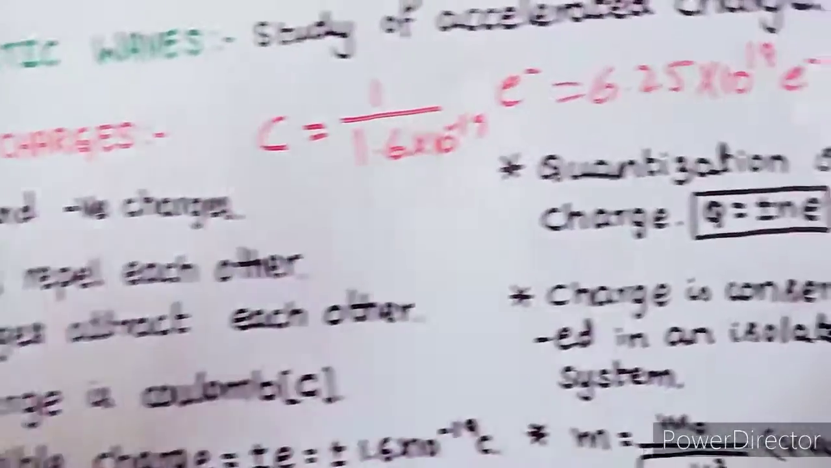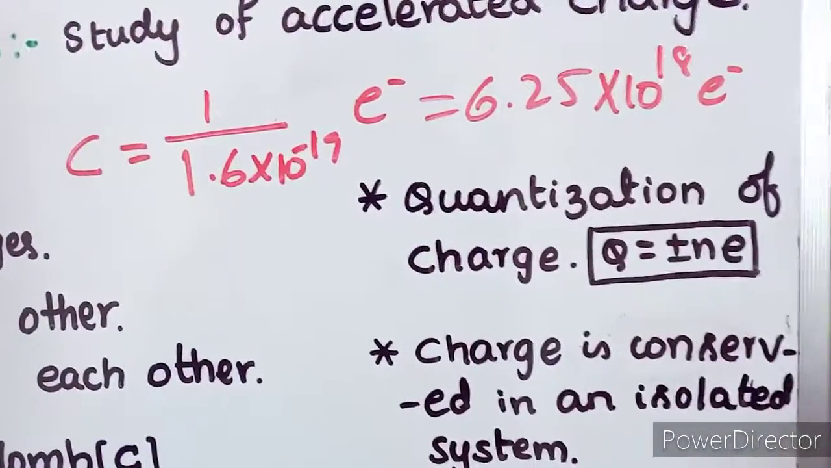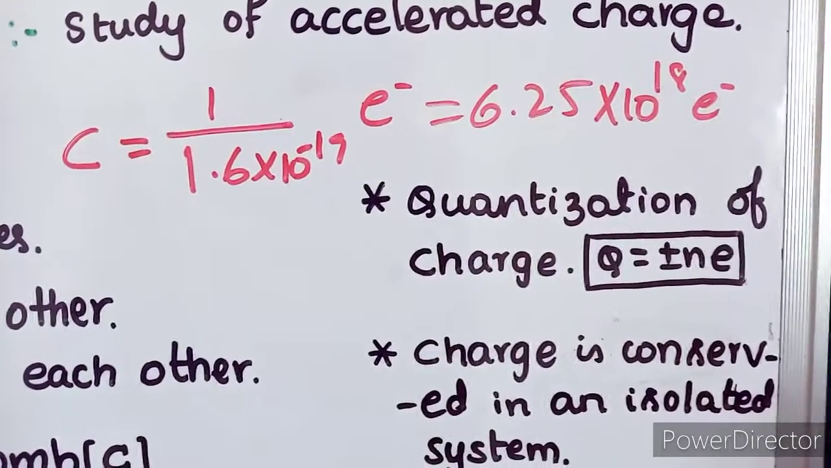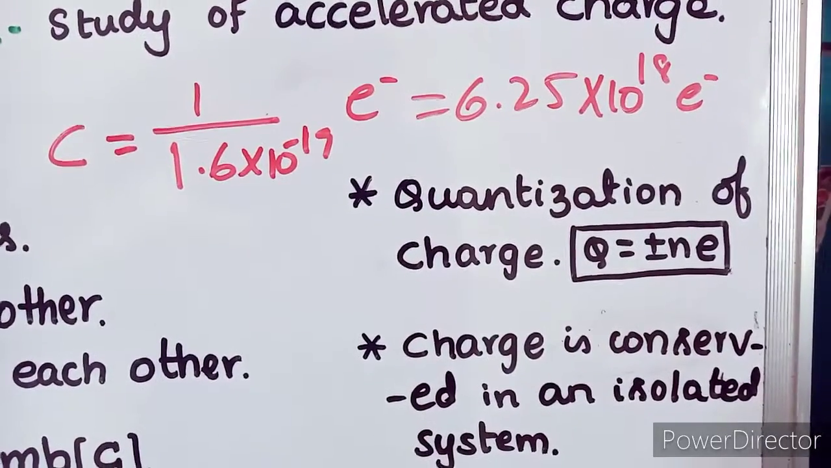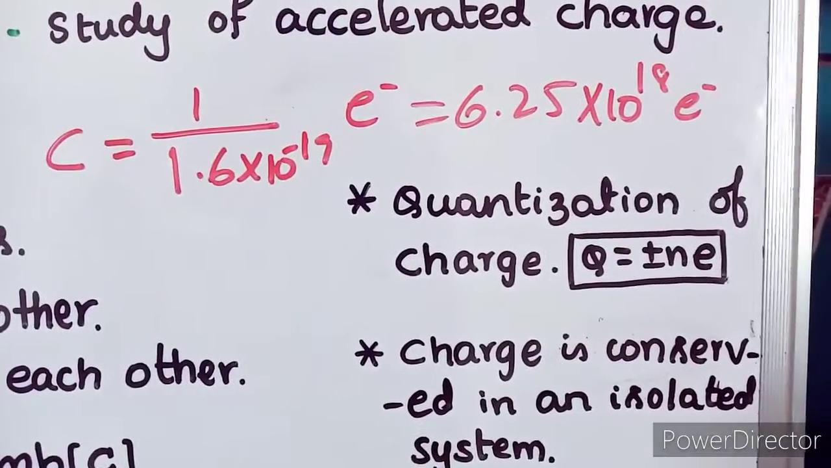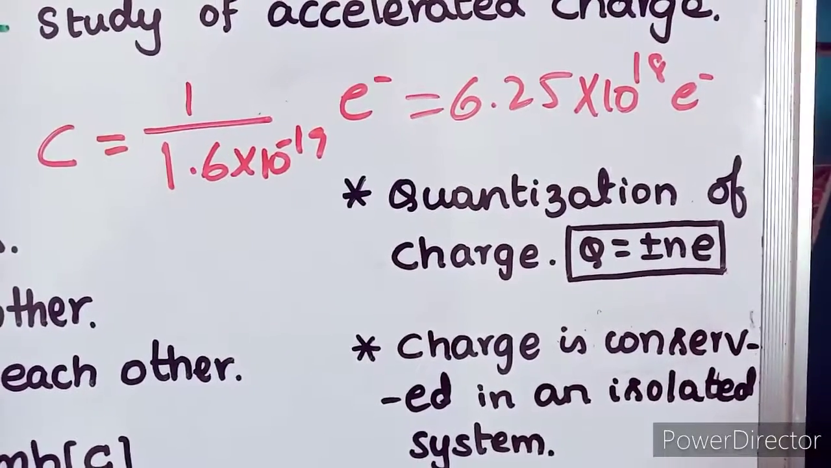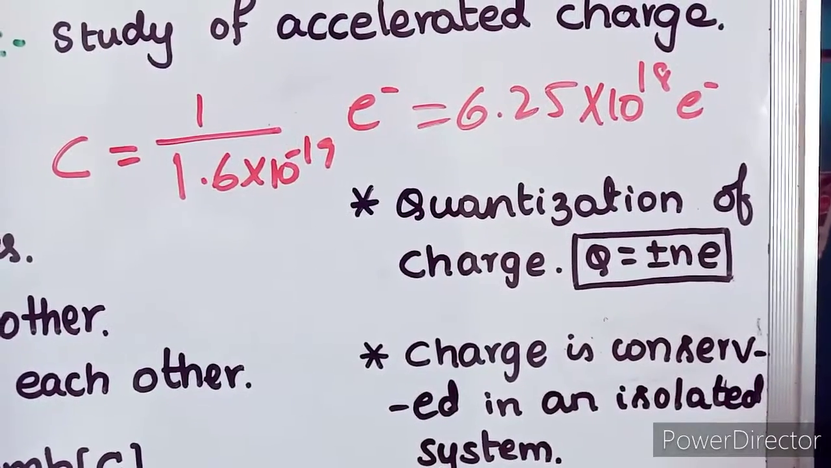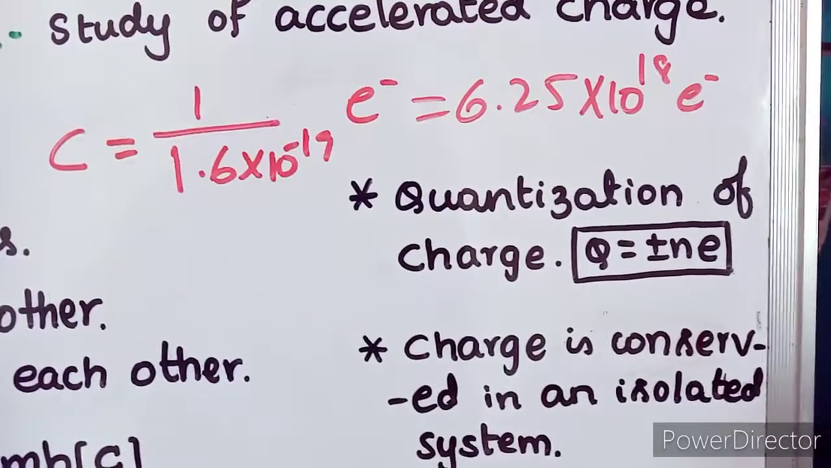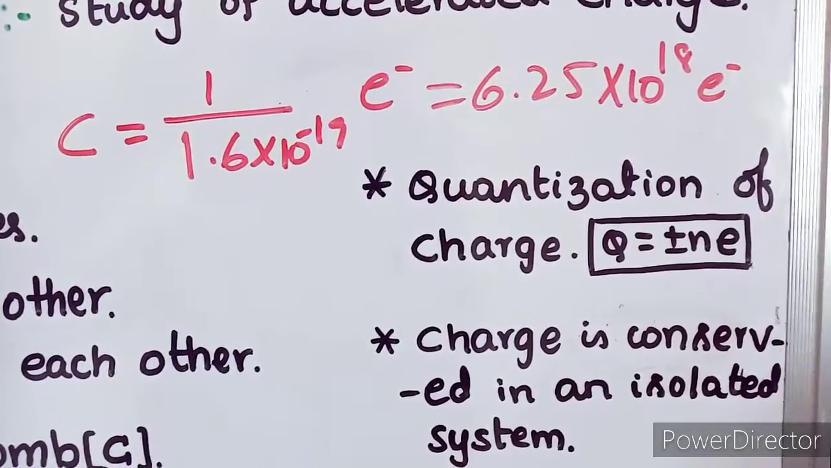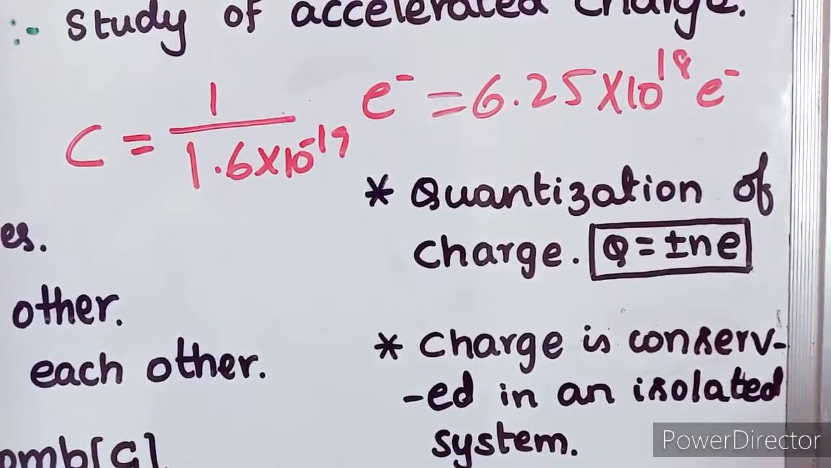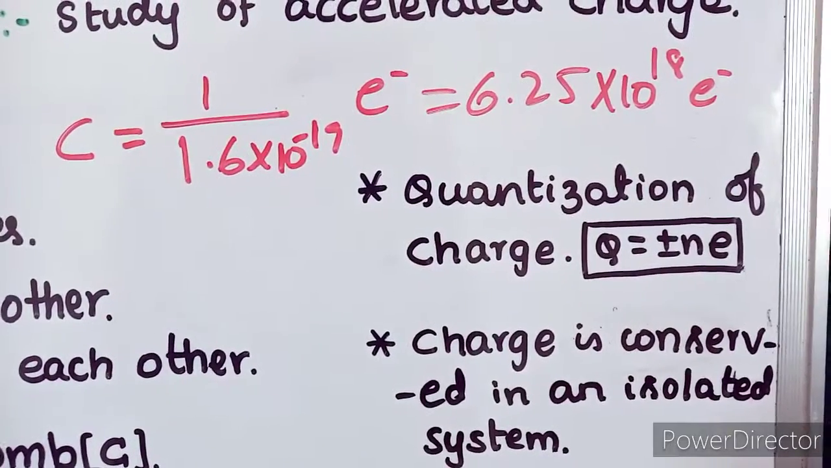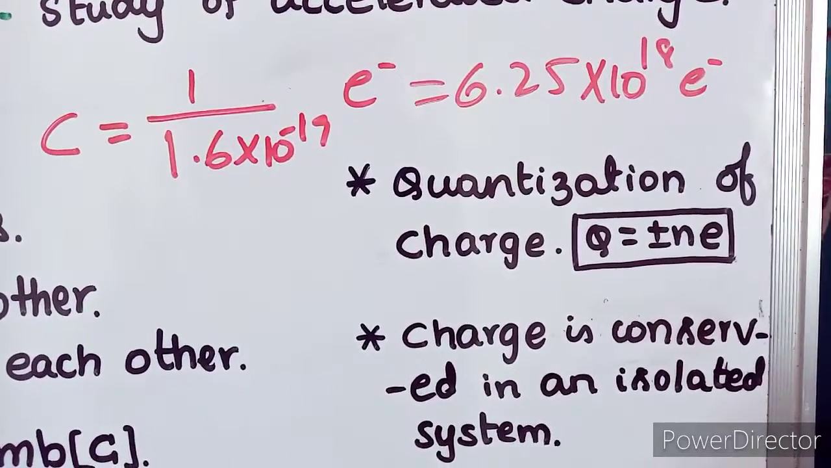Then we have the quantization of charge. What is quantization of charge? If you consider a material, the charge it consists of will be equal to an integral multiple of e. If it consists of n number of positive charges, that will be plus Ne, or if it consists of negative charges, then the total charge will be equal to minus Ne.